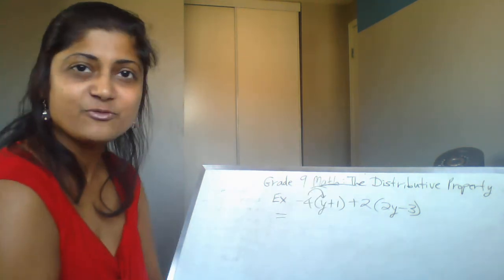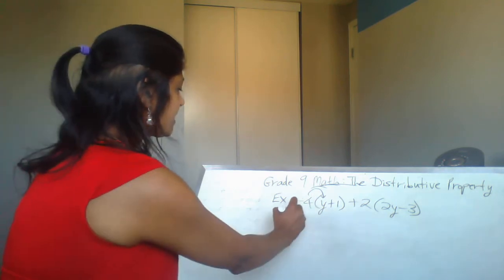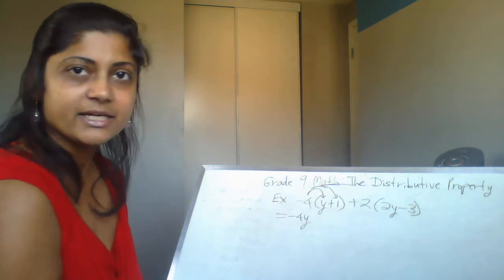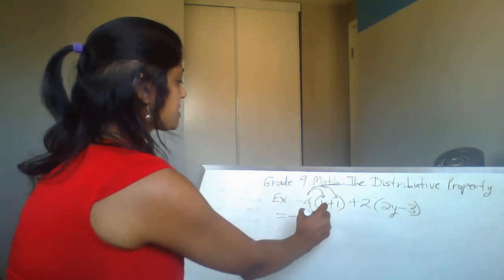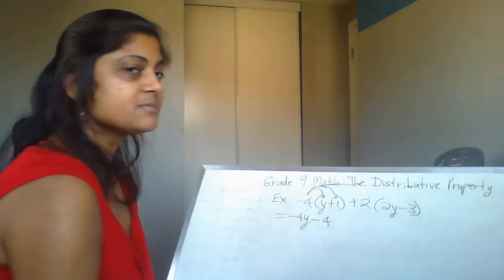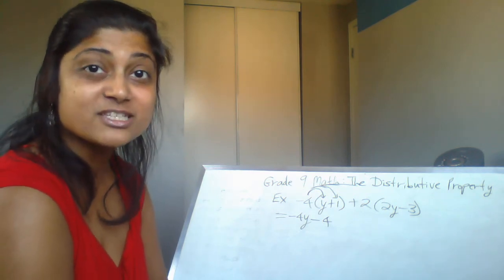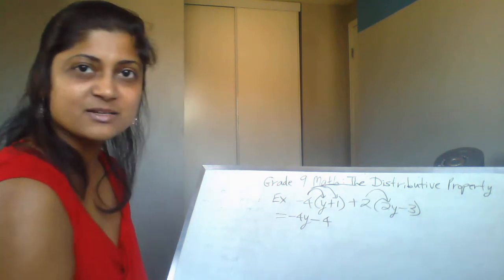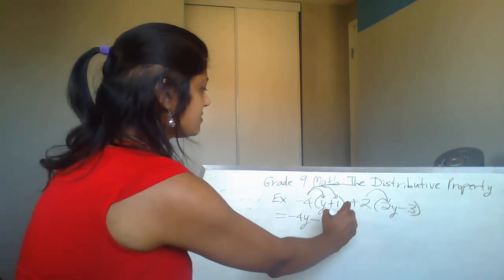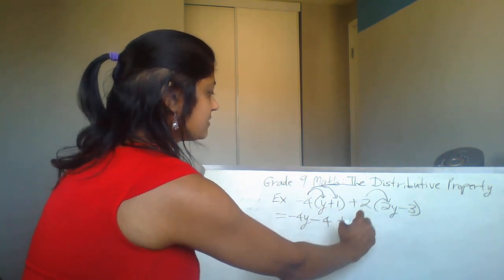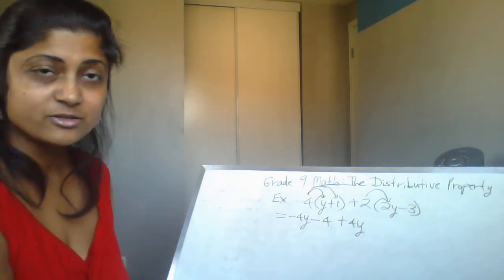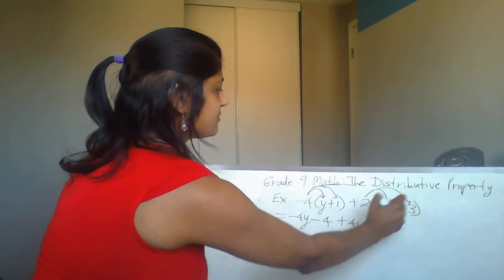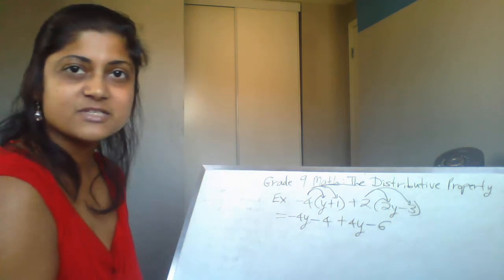So we're doing negative 4 times y, negative 4y. And then negative 4 times 1, which is negative 4. I'm done with the first term here. We're going to move on to the second term. So 2 times 2y is equal to 4y. Again, make sure you're watching the signs here. And in the last term, it's going to be 2 times negative 3, which is negative 6.